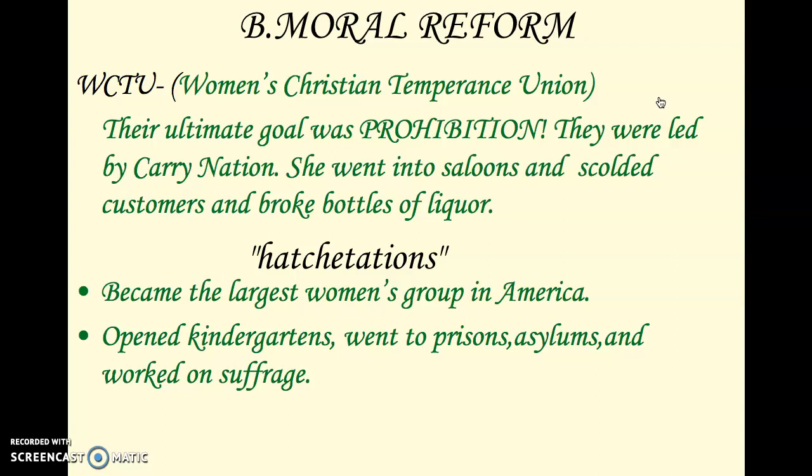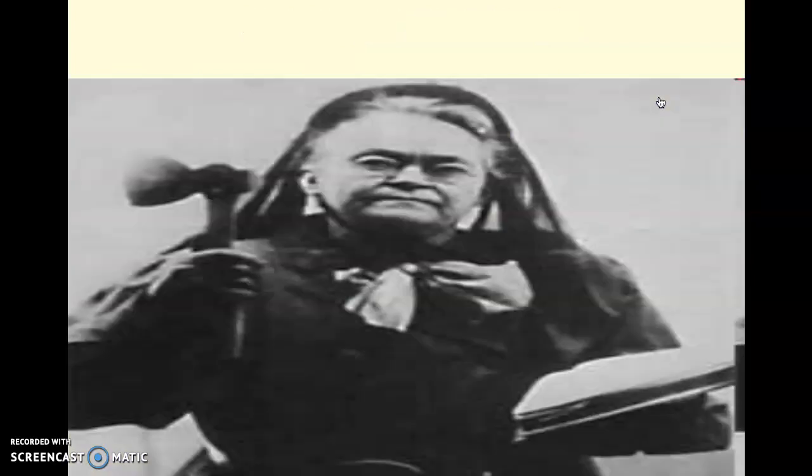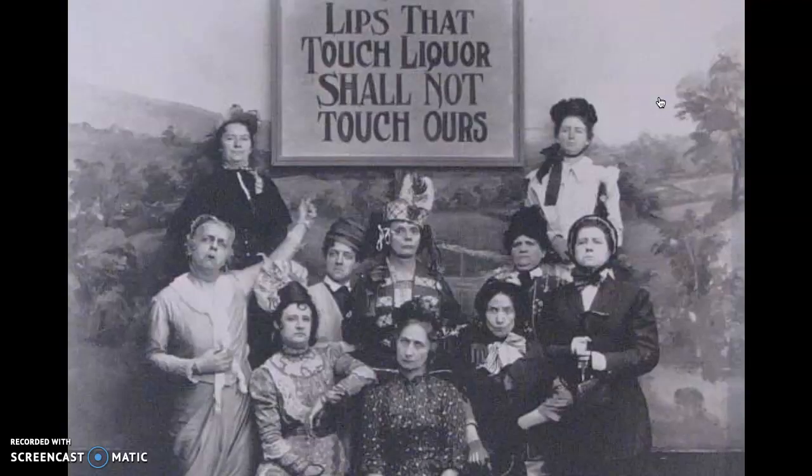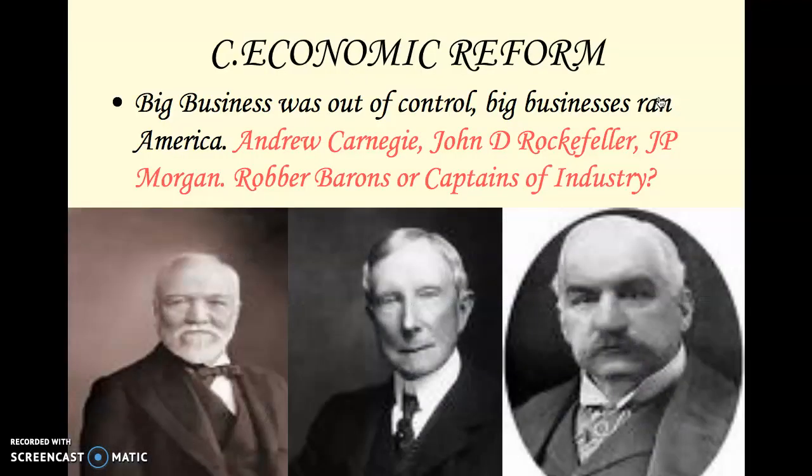Remember, she's the one that goes around with hatchets into saloons and liquor stores and smashes all the beer bottles and whiskey barrels and everything, and she usually has a horde of women behind her. There she is. Faithful to the cause of prohibition, she had done what she could, weighing in a whopping 6 feet, 170 pounds, and winning that wrestling division in the state of Illinois several times.